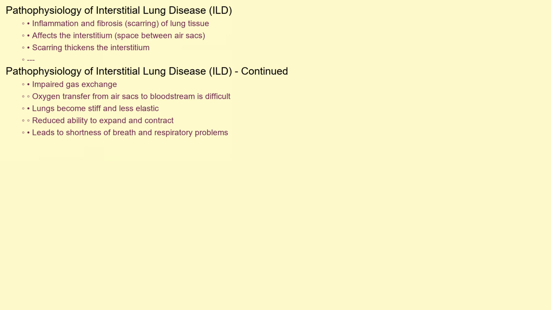ILD involves inflammation and eventual scarring, or fibrosis, of the lung tissue, specifically the interstitium, the space between the air sacs. This scarring thickens the interstitium, making it difficult for oxygen to pass from the air sacs into the bloodstream. Over time, the lungs become stiff and less elastic, reducing their ability to expand and contract properly. This leads to shortness of breath and other respiratory problems. Think of it like trying to inflate a balloon that's been coated with glue. It becomes much harder, and you can't get as much air in.